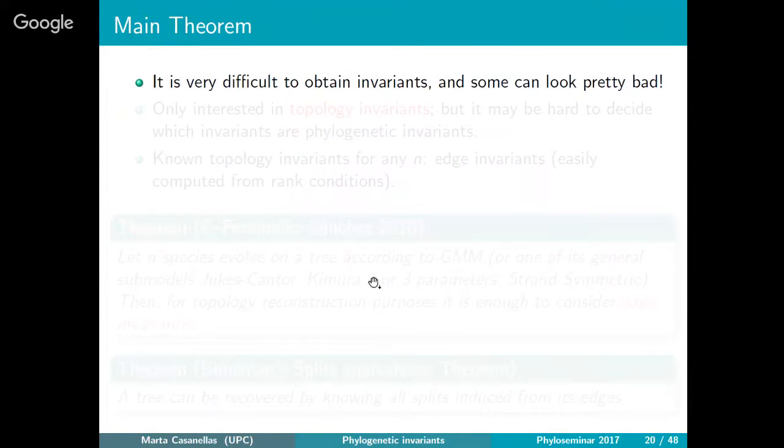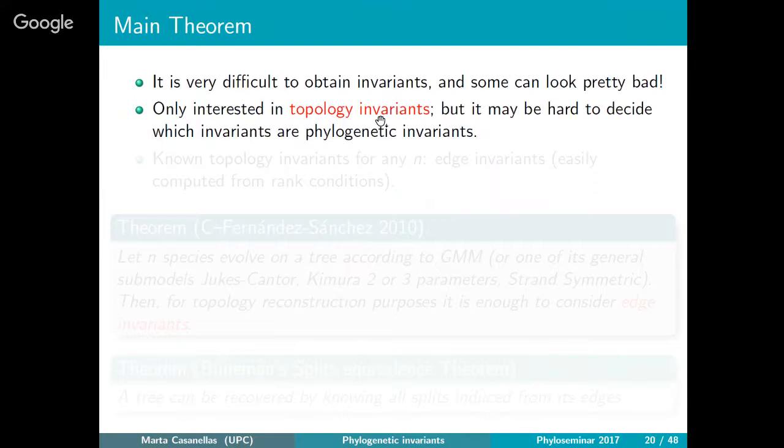So we have seen that it's difficult to obtain invariants. Computers cannot do it, and they can't do it for n leaves, where n is any number. Some of them can look pretty bad. The main thing would be considering that we are only interested in topology invariants, because, as I said, our goal would be reconstructing the tree topology and not the branch length, nor evaluating the model, nor anything. Okay, so it's hard to decide which invariants are topology invariants. I meant here which invariants are topology invariants.